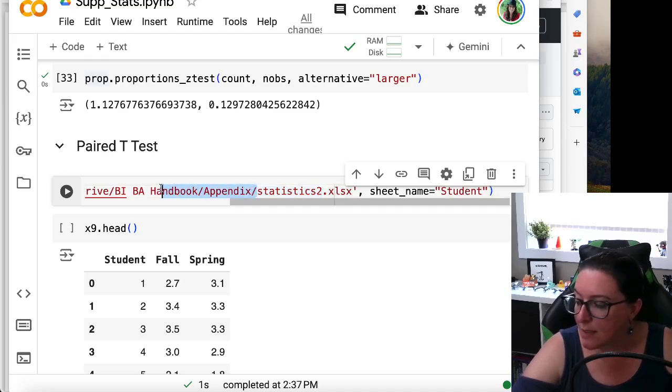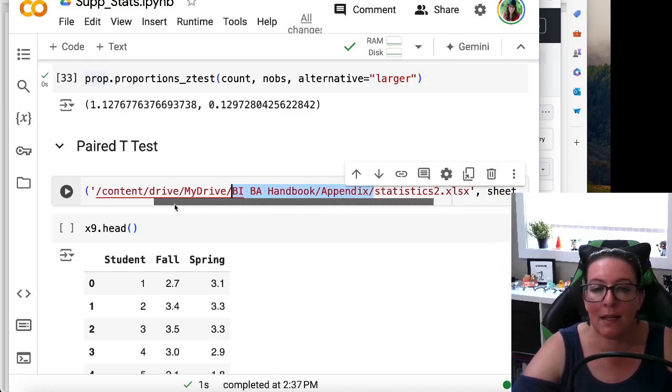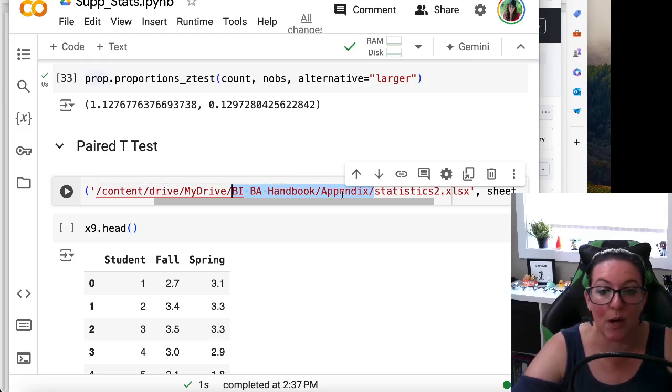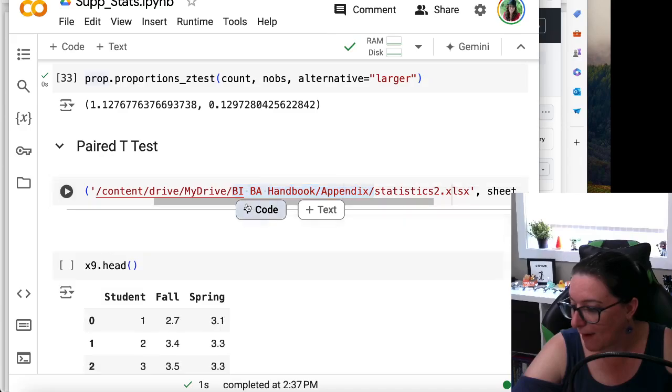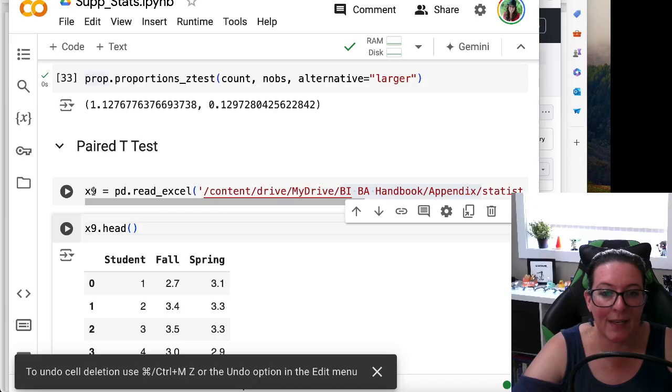In my case, this particular file I have dumped into a folder called appendix, which is inside another folder called BIBA handbook in my Google Drive. Change this part out depending on where you dumped your spreadsheet. Okay, so then what we do is I'm going to give it a name. I'm going to call it dataset X9.